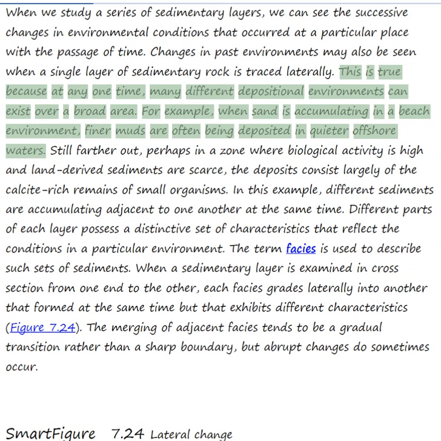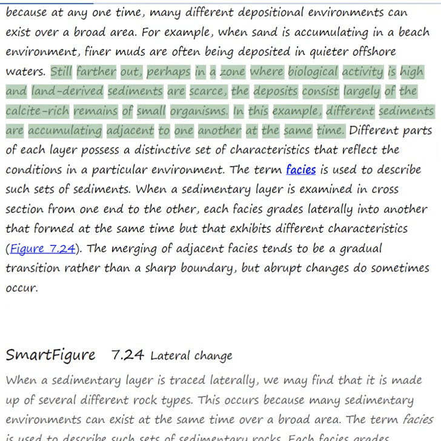This is true because at any one time, many different depositional environments can exist over a broad area. For example, when sand is accumulating in a beach environment, finer muds are often being deposited in quieter offshore waters. Still farther out, perhaps in a zone where biological activity is high and land-derived sediments are scarce, the deposits consist largely of the calcite-rich remains of small organisms. In this example, different sediments are accumulating adjacent to one another at the same time.